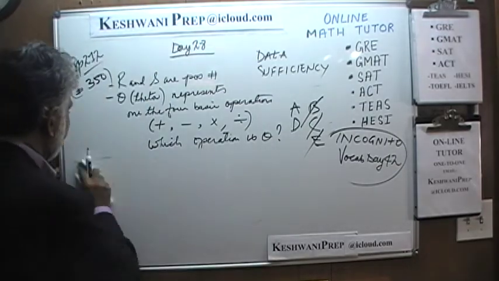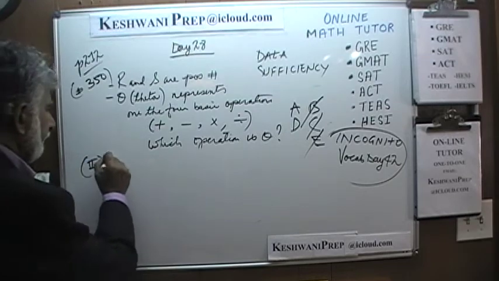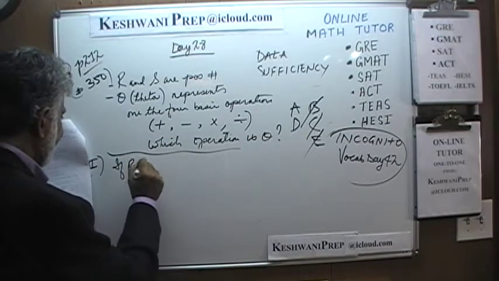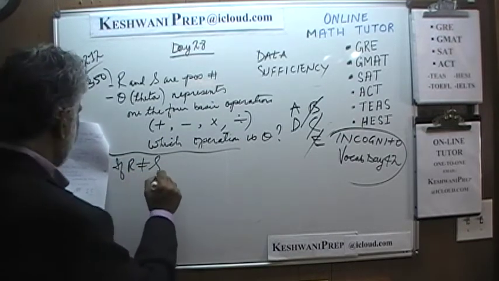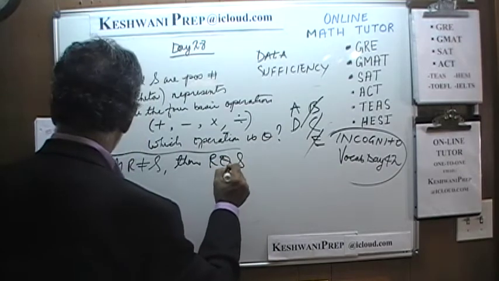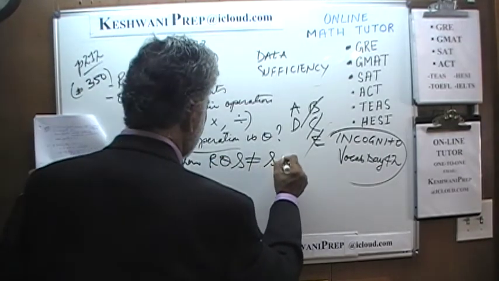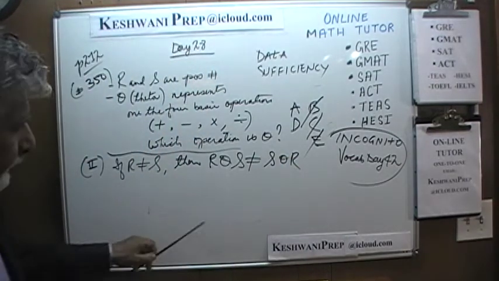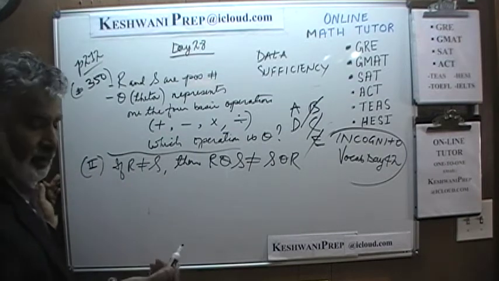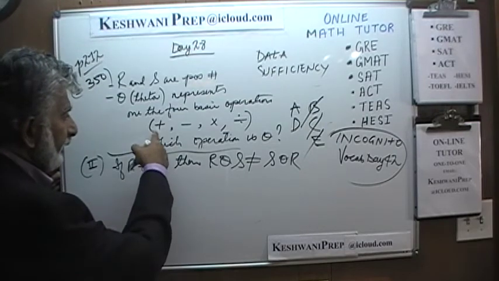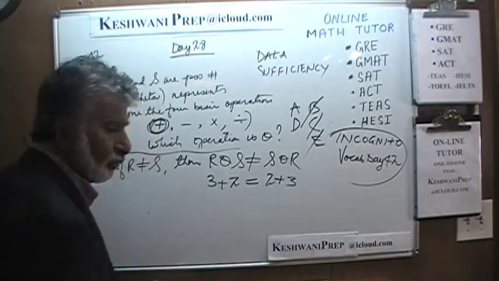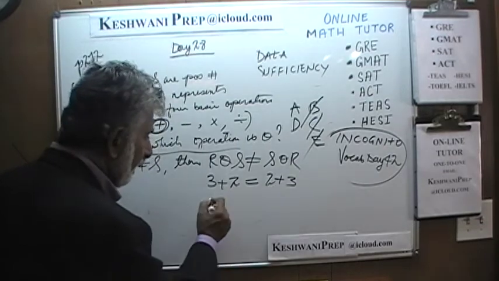Let's see what the second one tells us. The second statement tells us that if they are not equal to each other, then R theta S does not equal S theta R. Again, think of them as two numbers, 2 and 3. If they're 2 and 3, addition would work because 3 plus 2 does equal 2 plus 3. So we know it's not addition, because in addition they equal each other. We also know it's not multiplication.